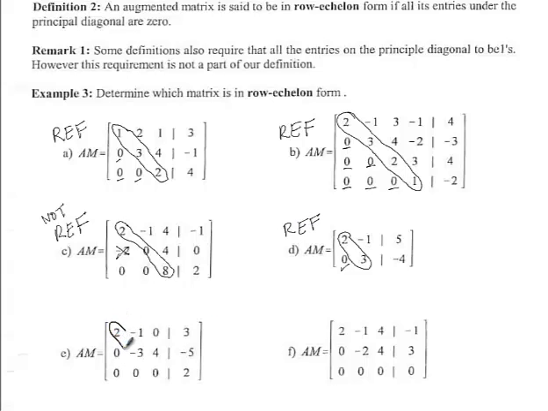For C, we have 2, -3, 0 for our principal diagonal, and if we look below that, all entries are zeros. So again, this is row echelon form. And finally, for F, we have a principal diagonal of 2, -2, 0, and again, all of the entries below that are zeros, and so this is in row echelon form as well.